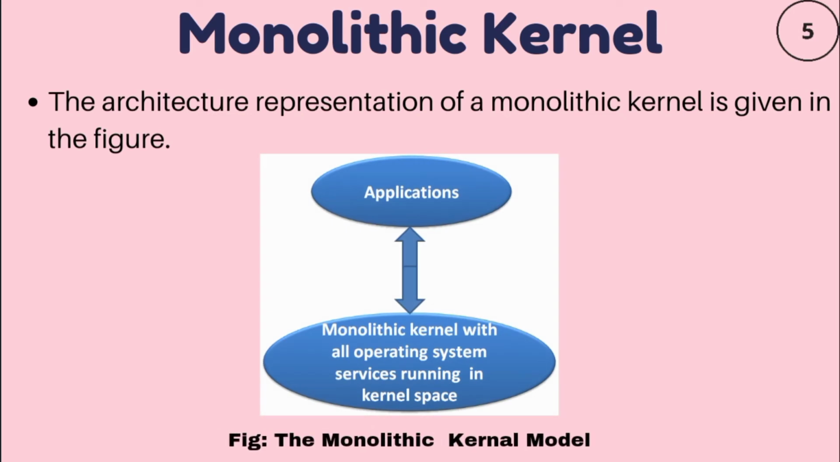Next, here we will learn about the architectural representation of the monolithic kernel. In monolithic kernel, applications are there. Here in the diagram you can see applications are there. In applications and in monolithic kernel, all the program or code will be run only in kernel space. Applications are there, and here is the monolithic kernel with all operating system services running in the kernel space.